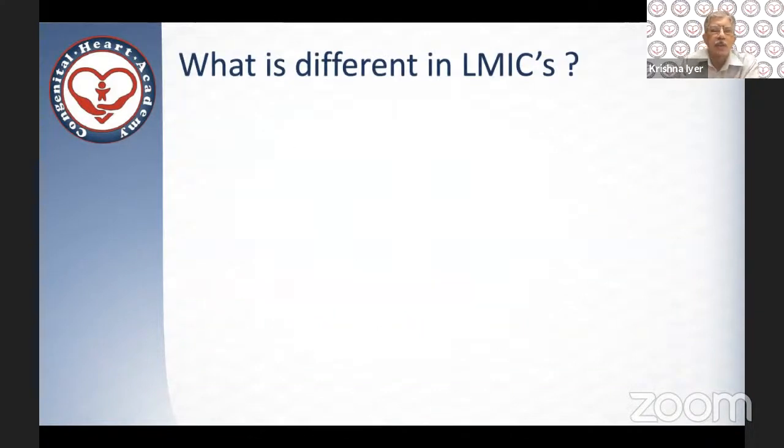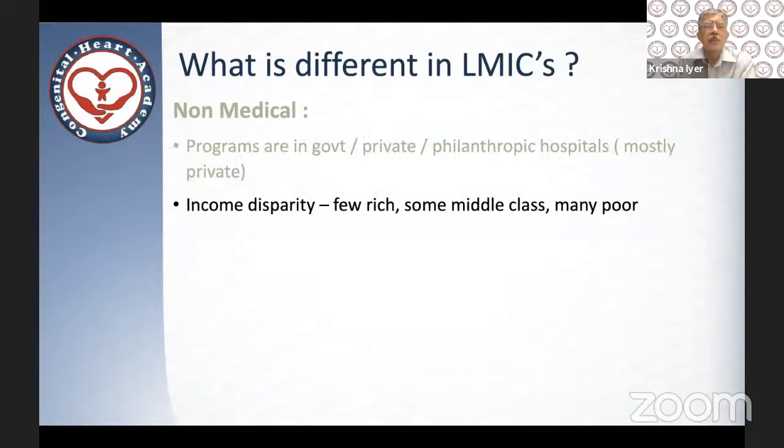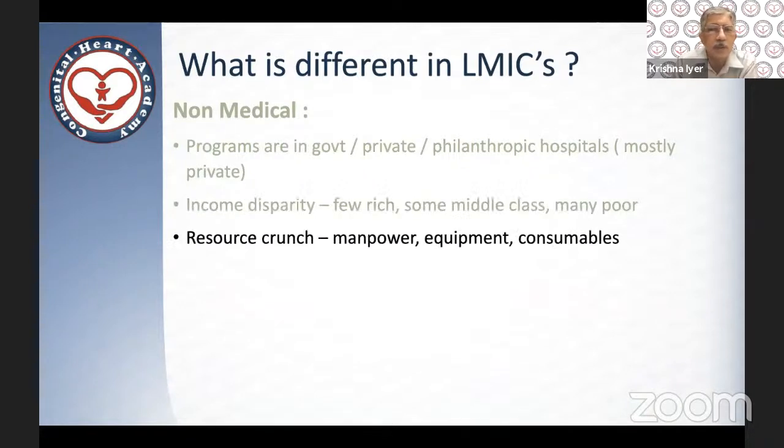When you look at the non-medical issues, these are largely related to social as well as financial issues. Most programs are either in government hospitals, private hospitals, or in philanthropic institutions. But by and large in India, most of the pediatric programs are in the private hospitals. There is an income disparity amongst the patients. There are a few very rich who can afford almost anything. There's some middle class, but the vast majority of the patients are poor and can't really afford cardiac surgery.